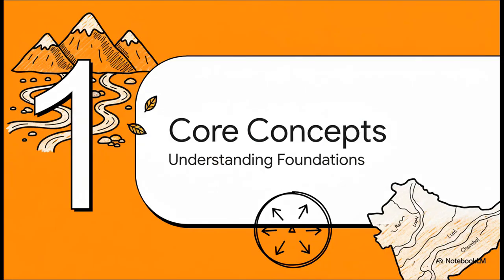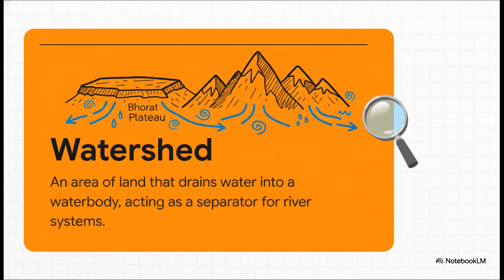Okay, first things first, we have to build our foundation. To really understand Rajasthan's rivers, we've got to get a handle on two key geographical ideas that pretty much control where all the water ends up going. The first big concept is a watershed. Now, what is that? Well, think of it as a natural divider, like the peak of a roof. It's a high area of land that forces water to flow one way or the other. And for Rajasthan, the two big ones you absolutely have to remember are the Aravalli Range and the Borat Plateau.